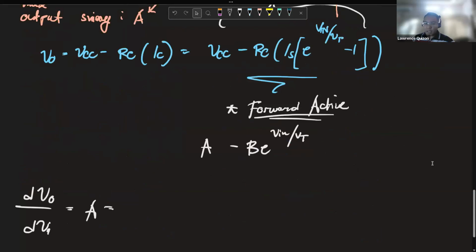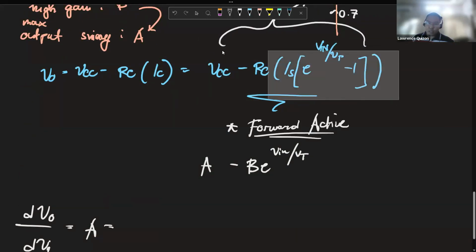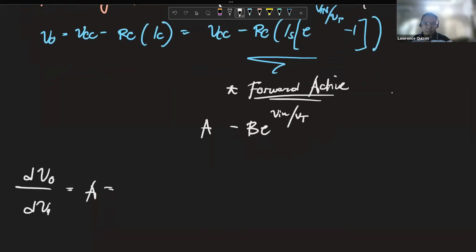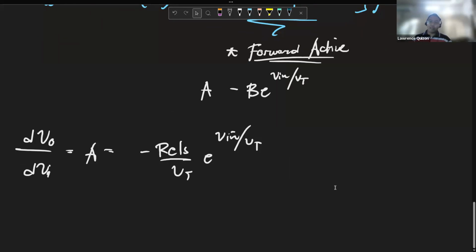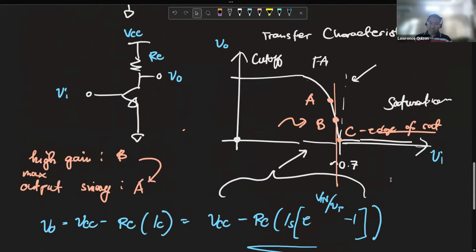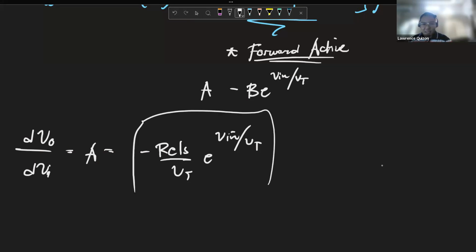Versus V in. If V out is this equation, then all we have to do is take the derivative of this equation with respect to V in, and we're going to get negative RC IS over VT e to the V in over VT. See? Calculus, easy. It's easier than algebra, quite frankly. So this is the equation of your gain.